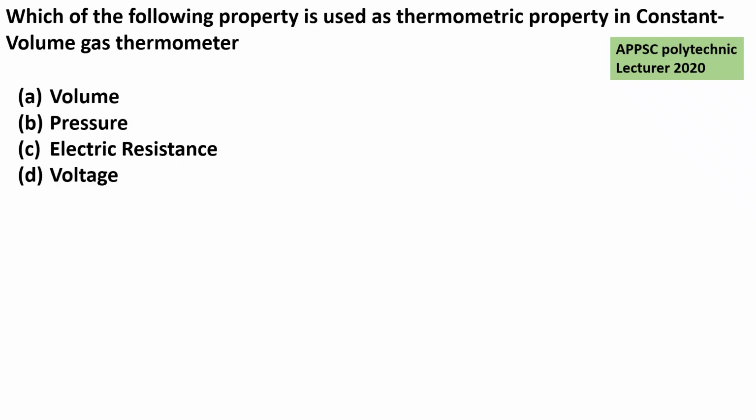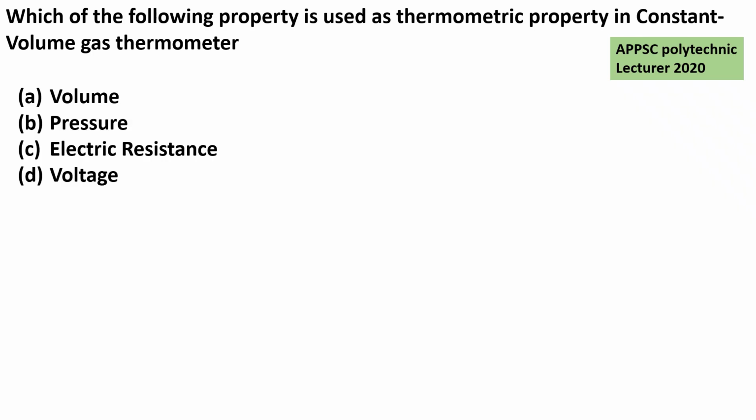Next we have to see another question. Which of the following properties is used as the thermometric property in a constant volume gas thermometer? Option A, volume. Option B, pressure. Option C, electric resistance. Option D, voltage. This problem was given in the APPSC polytechnic lecturer exam in 2020.